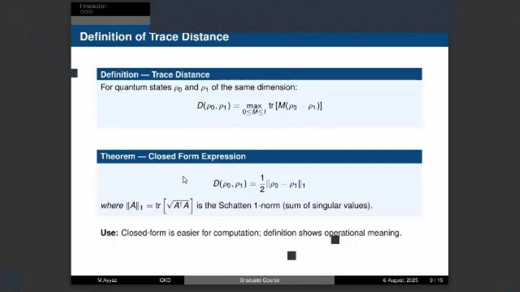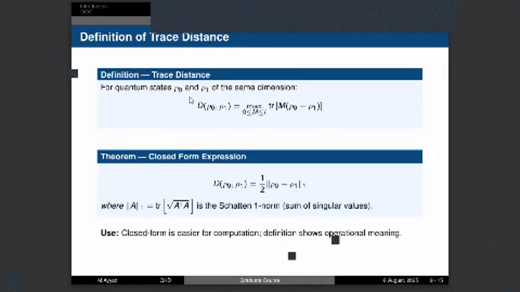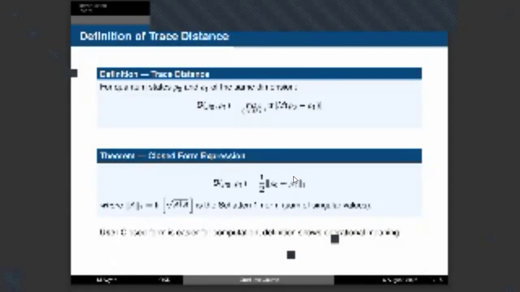And for the computation, we can write it as this, and we will see how we can derive this expression from the expression that we saw earlier. And this says that we can calculate the trace distance using only the singular values of the difference of these density matrices.